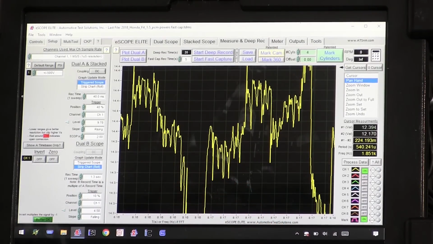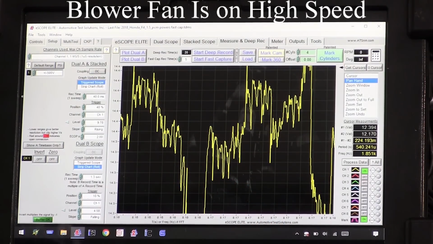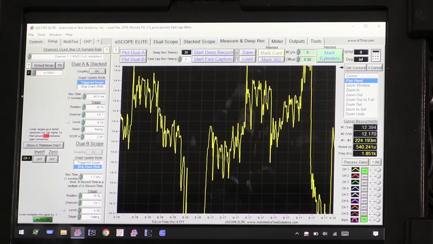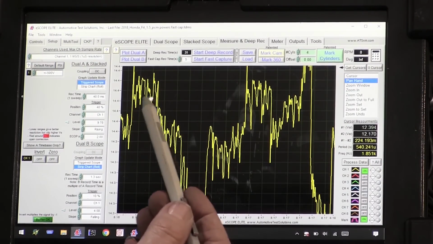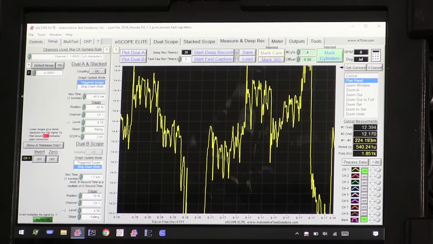I also have the fan on high, so I'm loading this alternator. There's a load on it, so it's putting out current right now. And so I can see that there's no diode leaking. So now, okay guys, we've checked the major powers and grounds. We've checked the alternator for a leaking diode.